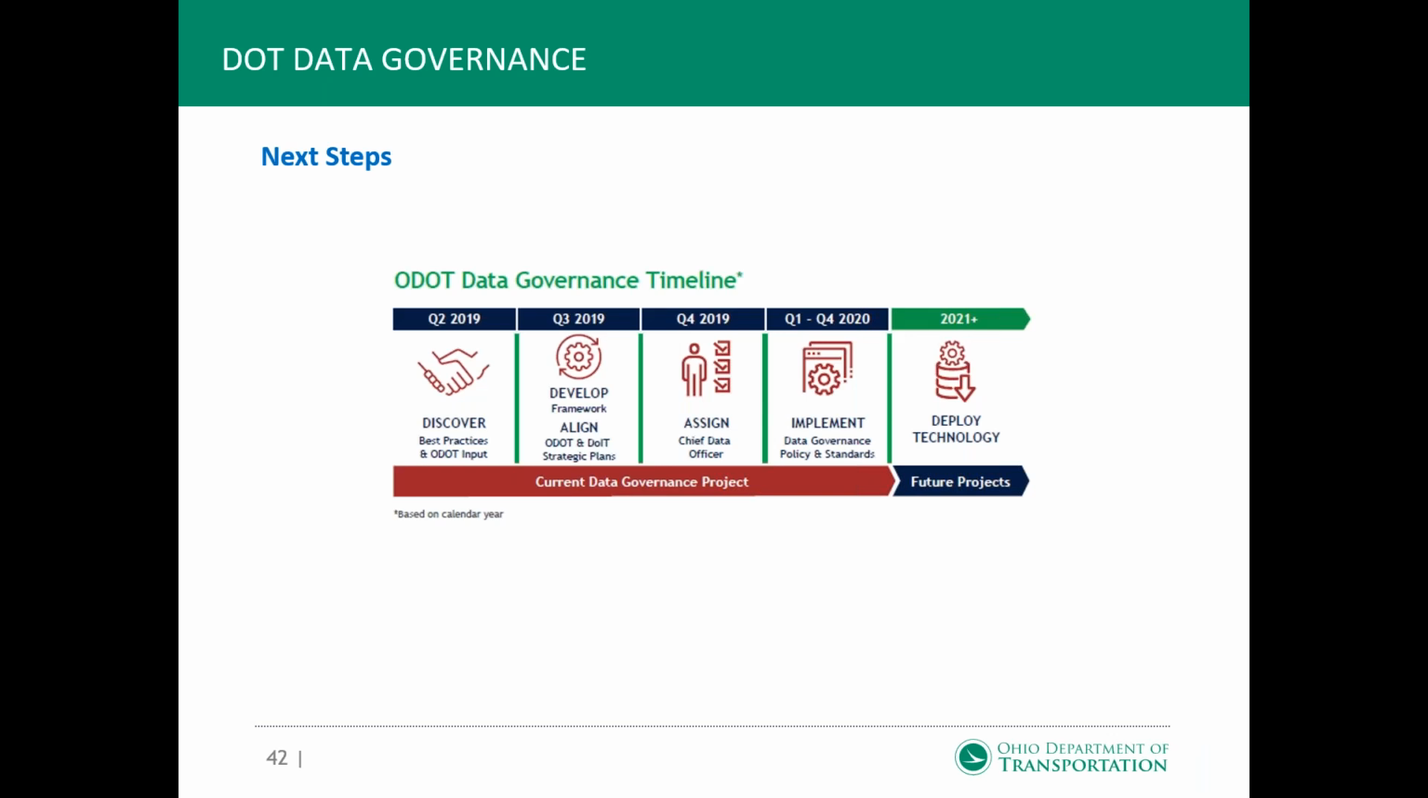So here's a general timeline of where we are. We're in Q3 right now of 2019, so we're working on that framework. We're starting to gear up to align some strategic plans, and we're hoping to maybe get this Chief Data Officer position figured out later this year. And then in 2020, we'll focus on actually implementing these standards and policies and different things. And then we'll do an assessment towards the end of the project of what actual technology changes or upgrades or things we need to do from a real technology standpoint. And then we start doing future projects to deploy that technology.